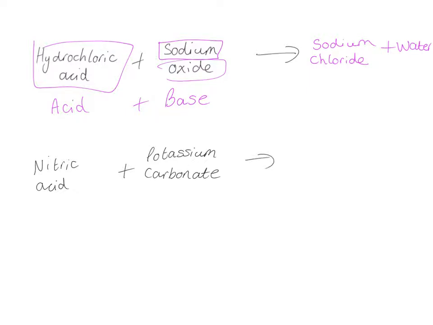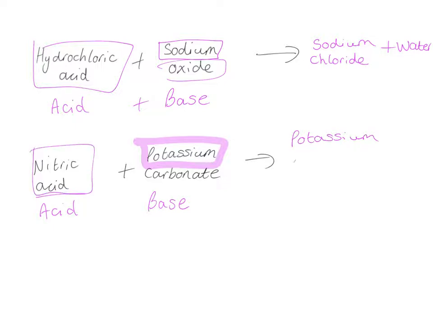Again, label which one is your acid. You can work out which one's your acid because it's got a nice name. Label which one is your base. And then just work it out. So the first name always comes from the base. So your first name would be potassium. Your second name comes from your acid, and it's a learnt word, so it would be nitrate. This time it would be plus water, and because it's carbonate, it would also be plus CO2.